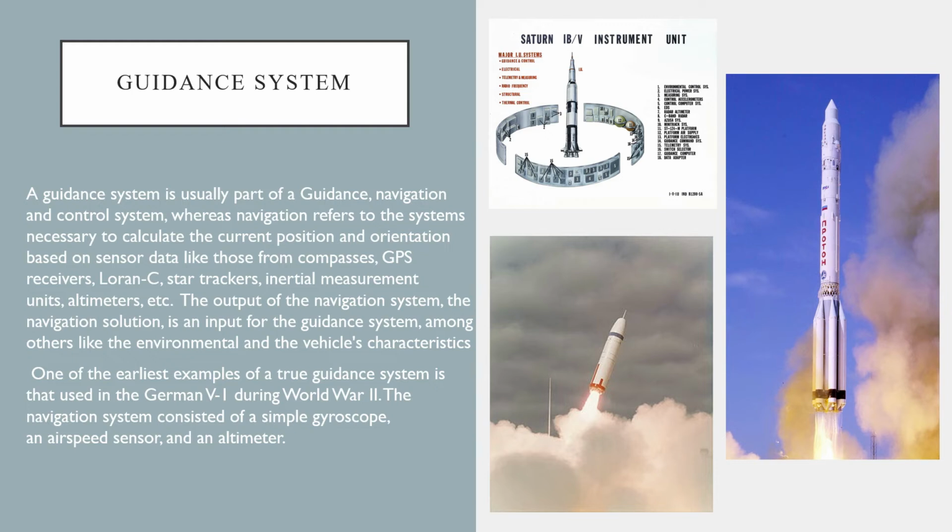One of the earliest examples of a true guidance system is that used in the German V1 during World War II. The navigation system consisted of a simple gyroscope, an airspeed sensor, and an altimeter.